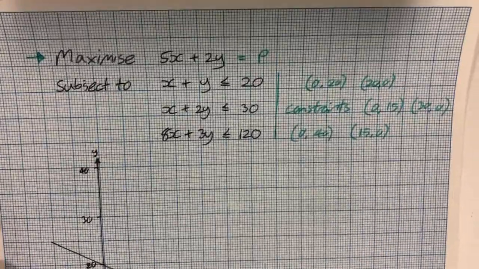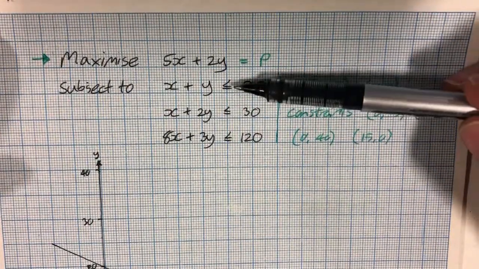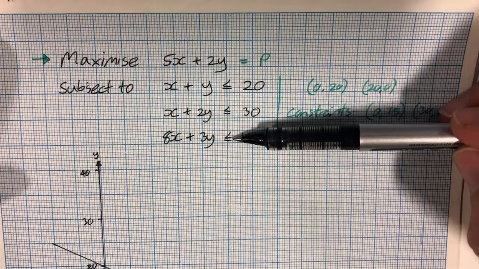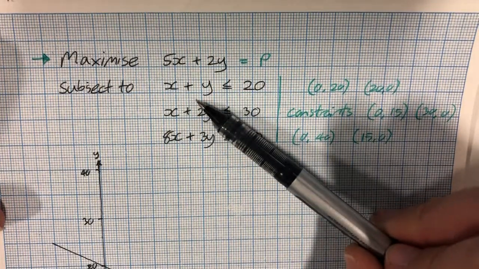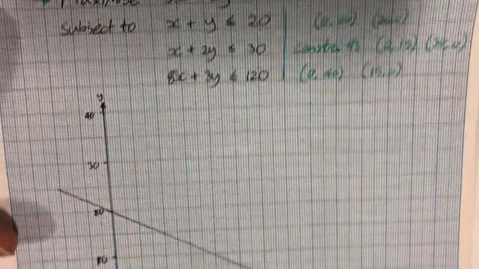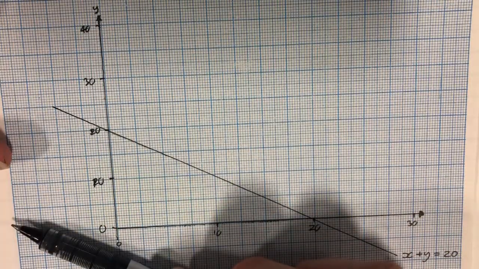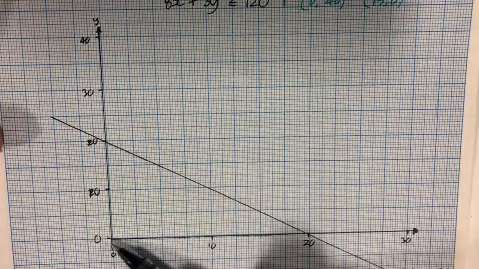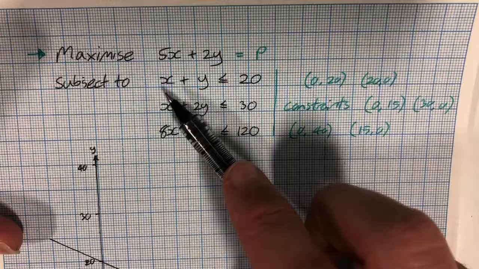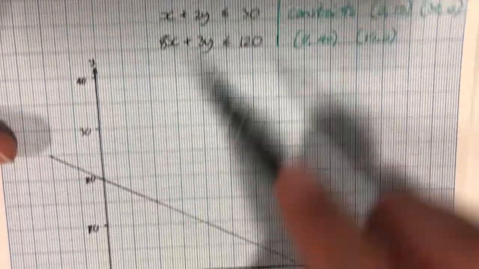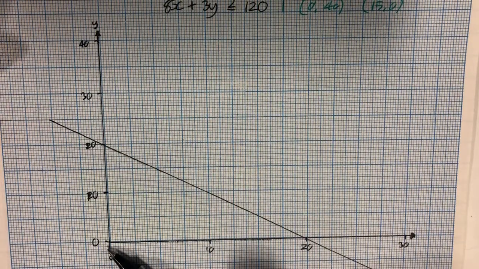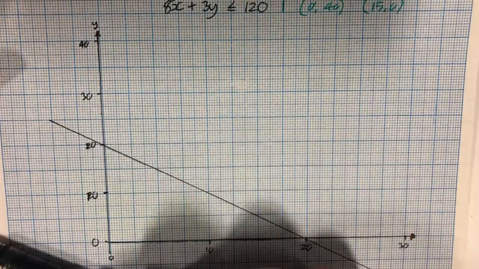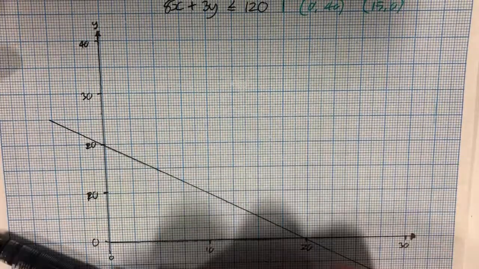Now I need the shading. Well, usually when we shade with inequalities on a graph, we shade the side that we want. So in this case, x plus y is less than or equal to 20. We want the underside of this line. Quick way to check that we want it, just plug the origin in. 0 plus 0 is less than 20. So the origin is on the side of the line that I want. So I want this side. So usually I would say shade this side.